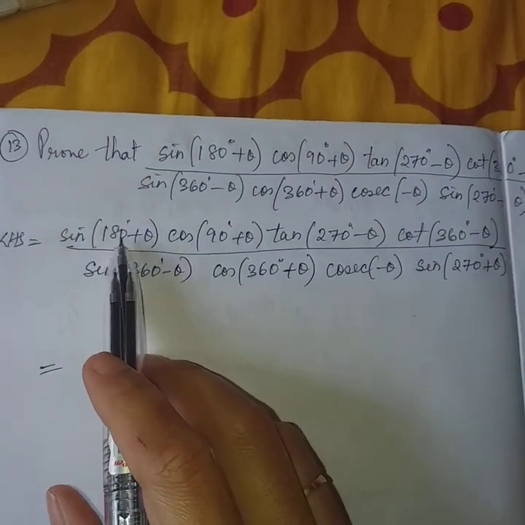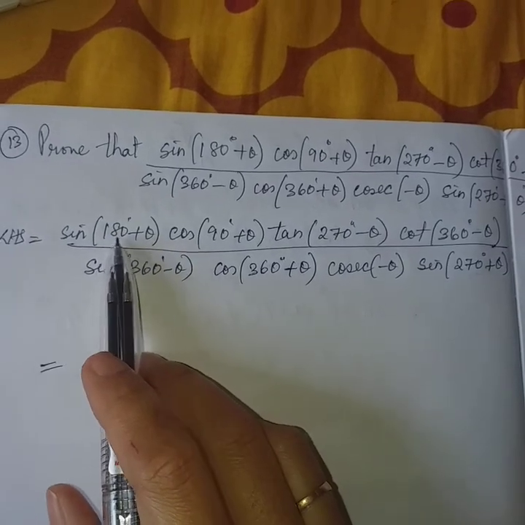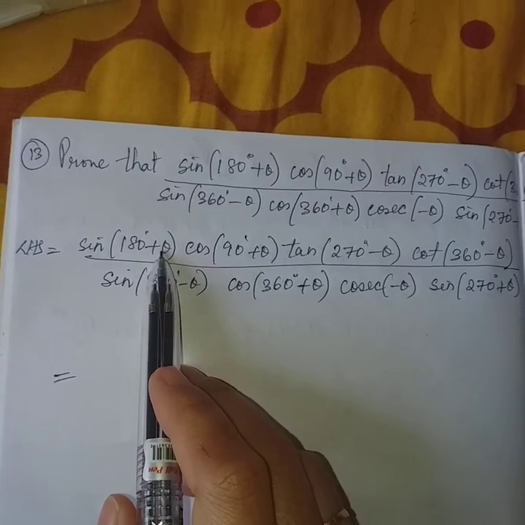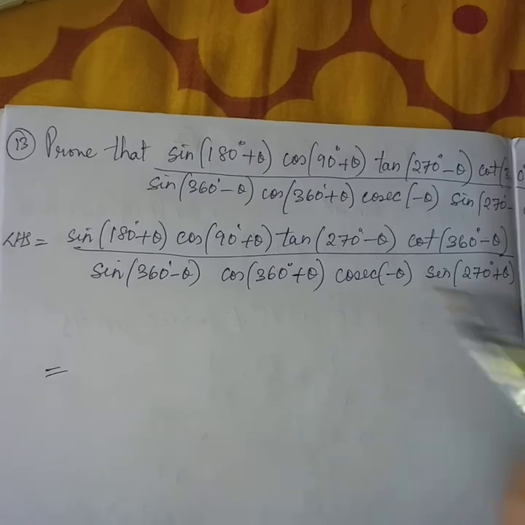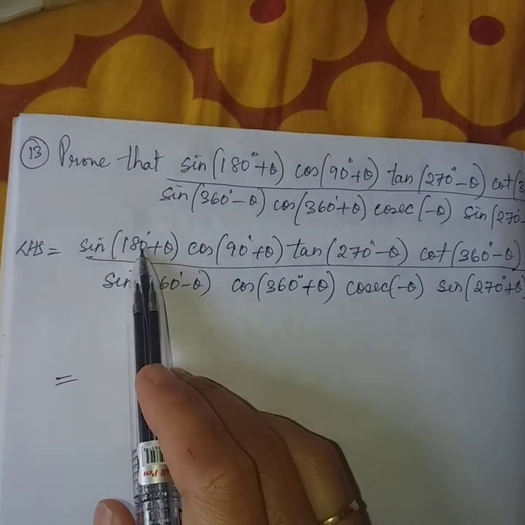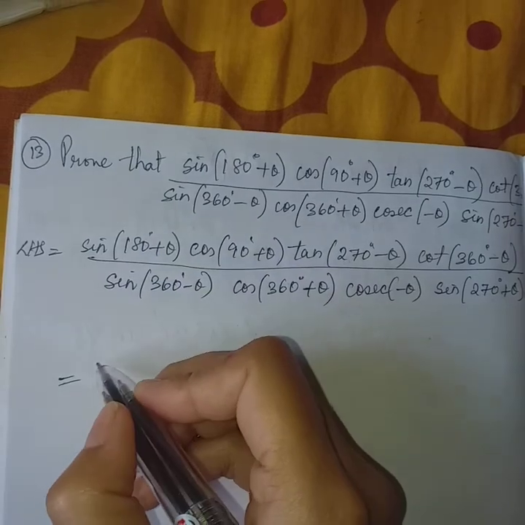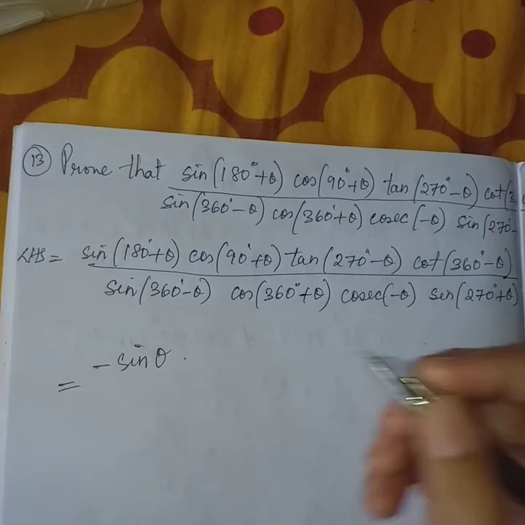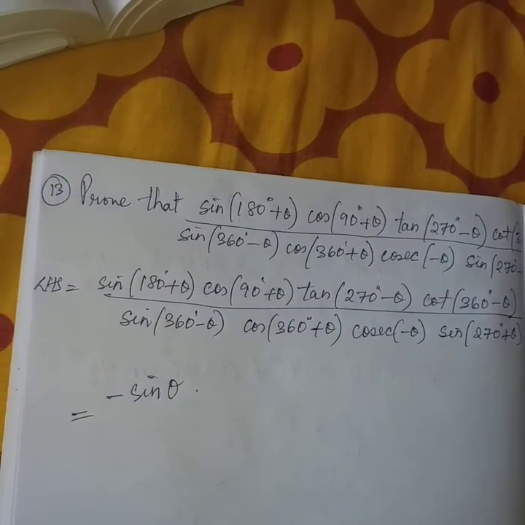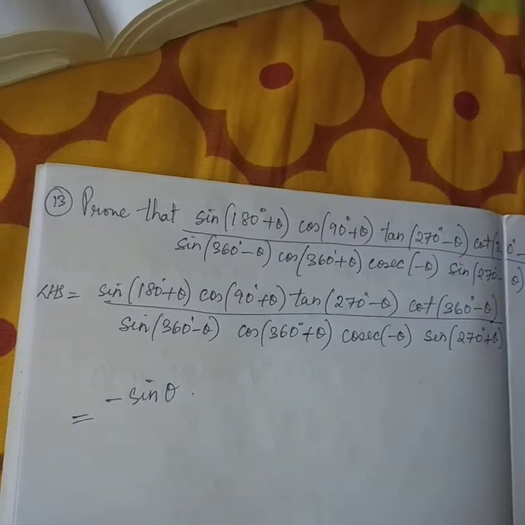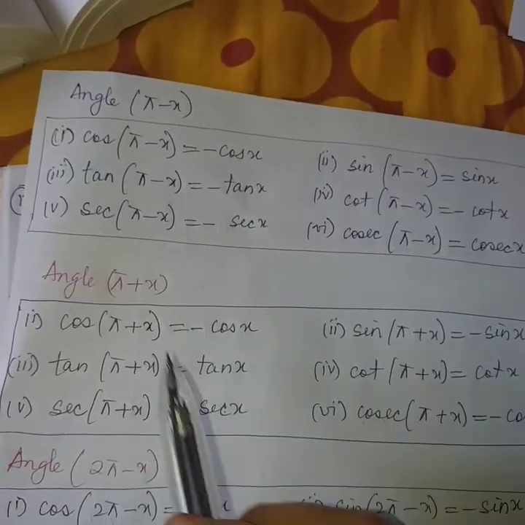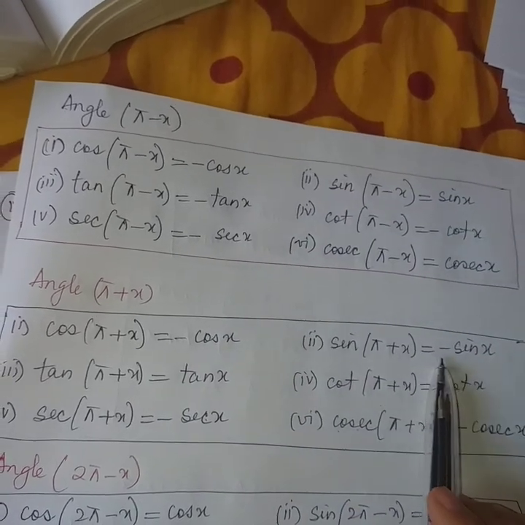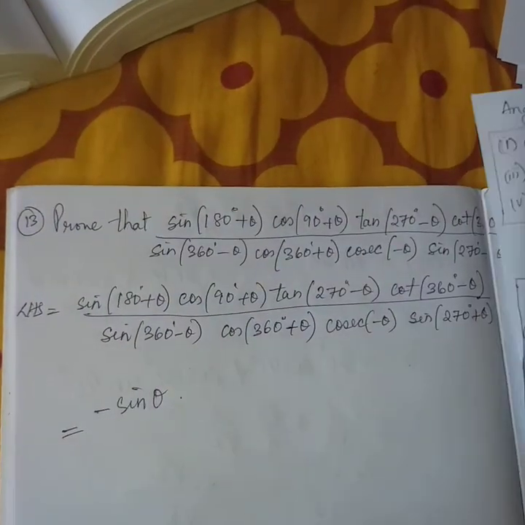So sine of 180 degree plus theta, we have to see which quadrant it lies in. First of all, 180 plus theta lies in the third quadrant, and sine of this will be minus sine theta. Because we have seen the formula here, sine of pi plus x, pi means 180 plus x, is equal to minus sine x. So here we apply this formula.